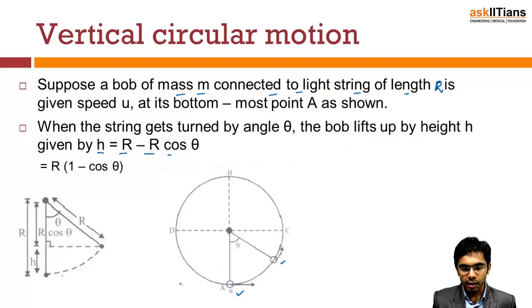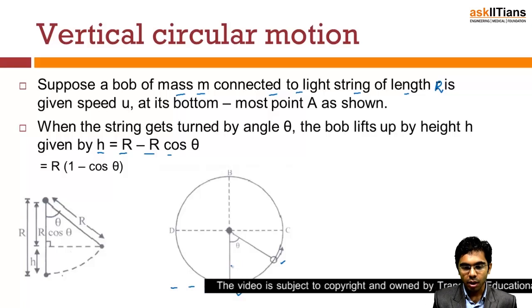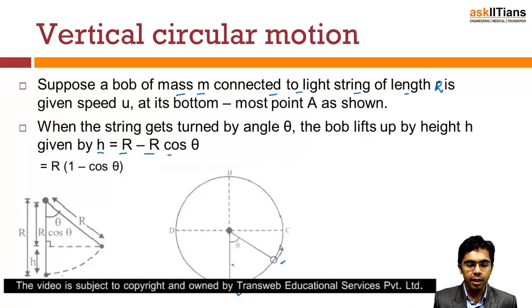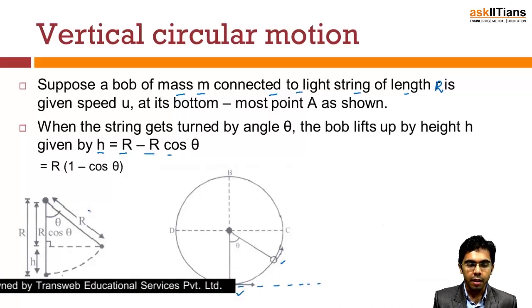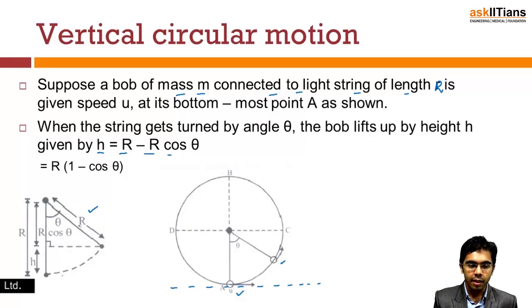If we consider A as the reference line, we have to check how much height it has attained in the vertical direction. We can see from the figure that this is the radius, and this is h. So this h will be r minus r cos theta, that is, h equals r(1 minus cos theta).